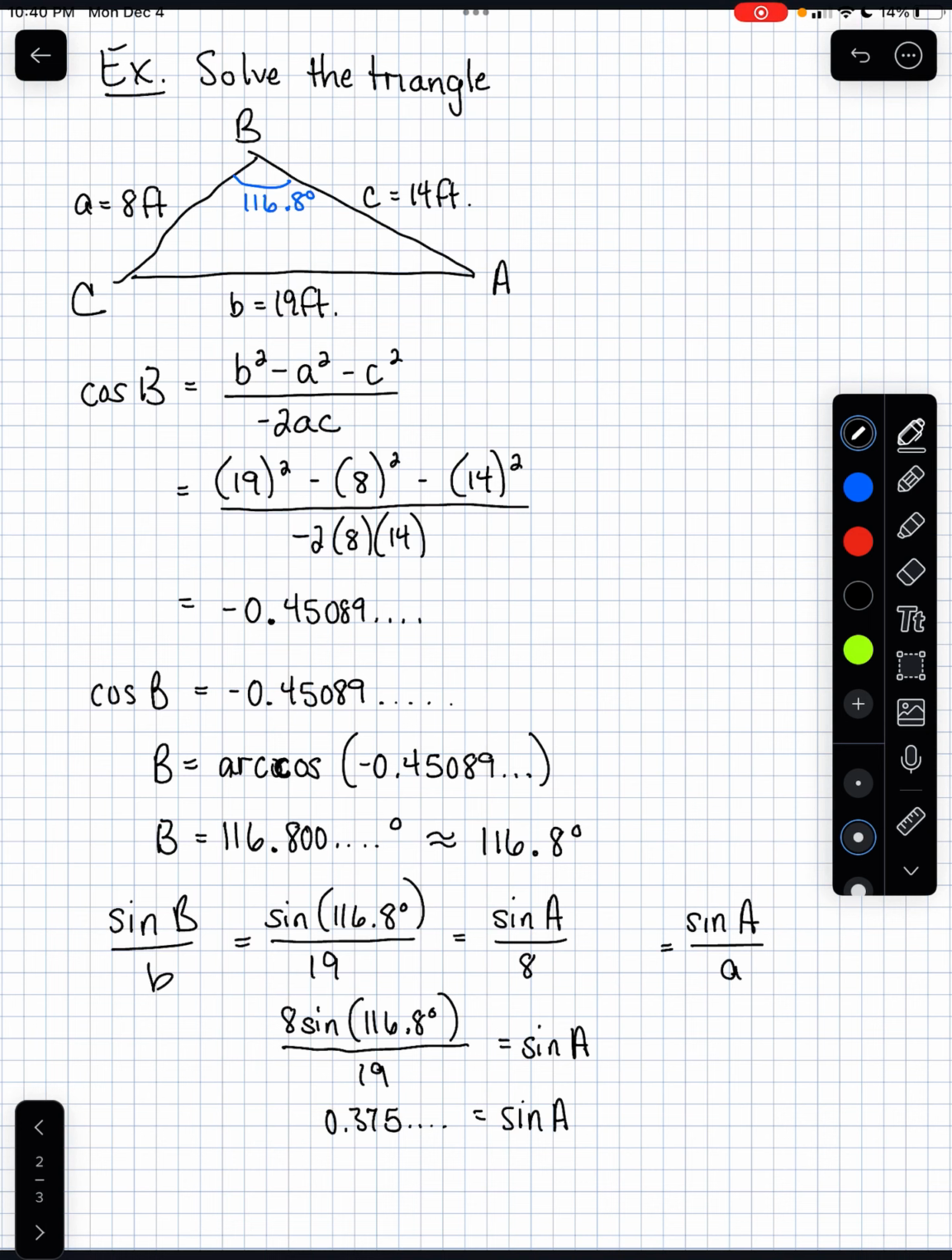Therefore, A would be equal to the arc sine of 0.375, etc. Which gives us 22.075 etc. degrees. We can round that off to call it 22.08.